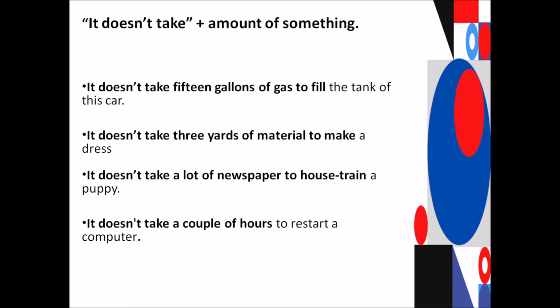Okay, we're going to just put doesn't before the take. So it doesn't take. That's it. It's pretty simple. And then we have a negative form of it takes. Second example. It doesn't take 3 yards of material to make a dress. Right? Third example. It doesn't take a lot of newspaper to house train a puppy.